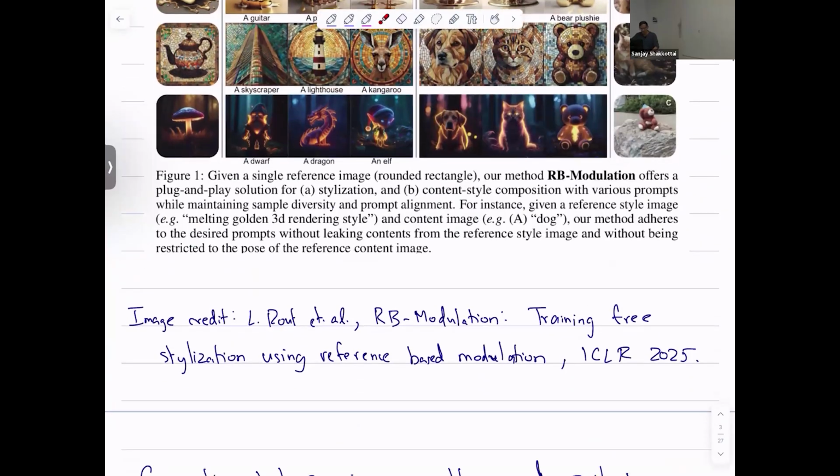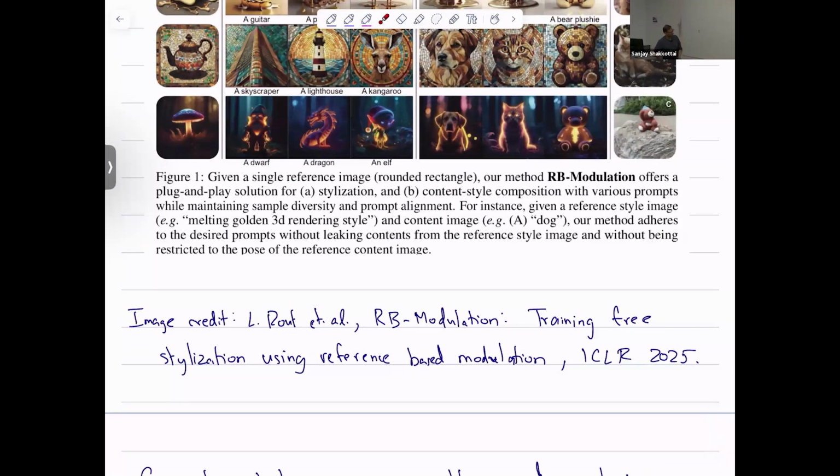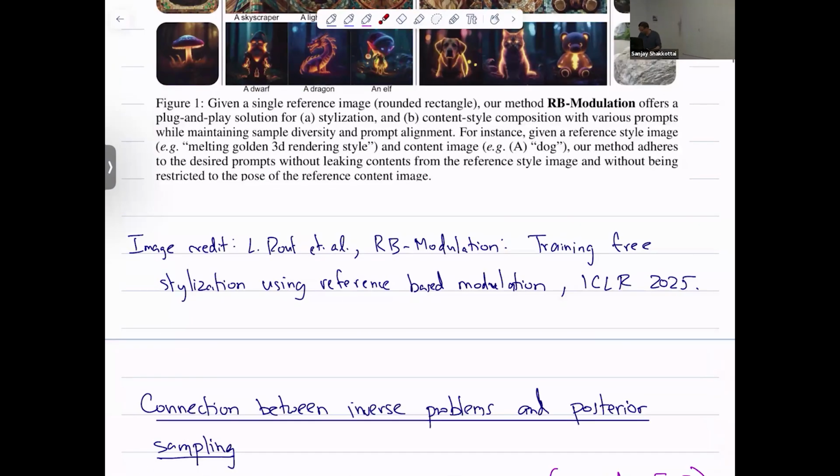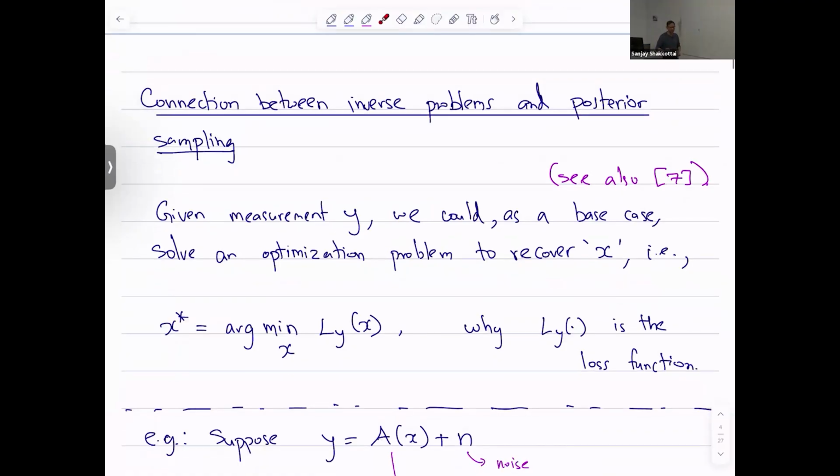You can do stylization with it too, but we will see some of these images later, so I'm not going to get into it. You understand what the story is. Okay. So let's get to it. I'm not going to show you any more images. Now let's get back to business. Back to business is the following: I want to solve posterior sampling problems.